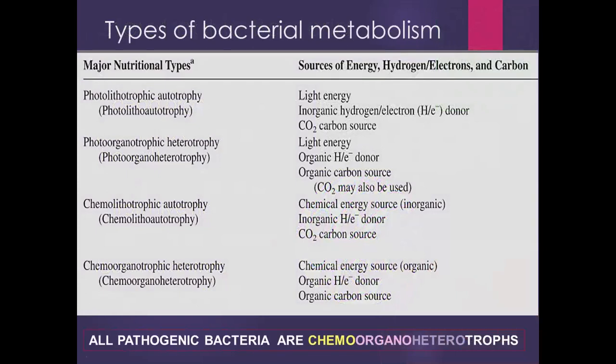And at this slide, you see the summary about possible types of microbial metabolism. But what is most important for us is that all pathogenic bacteria are chemo-organo-heterotrophs in their metabolism. It means that they use energy of chemical reactions and oxidize organic matters to produce energy. And for biosynthesis, they also need organic compounds. And students, you understand that we have the same metabolism. Humans are also chemo-organo-heterotrophs like pathogenic bacteria.